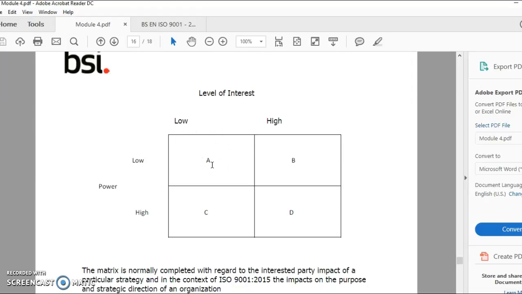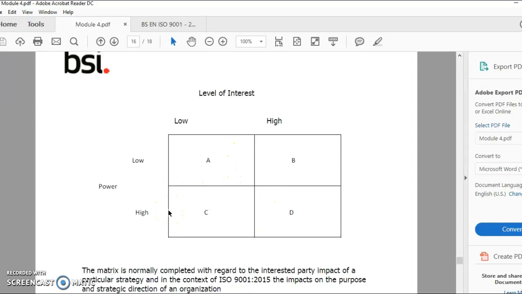The power could be potentially quite high, and for us, if we lost 9001, it'd be quite a significant detrimental impact on the company. And the other point to make is that people can move. Stakeholders aren't just stationary; they can move between different boxes and different segments.